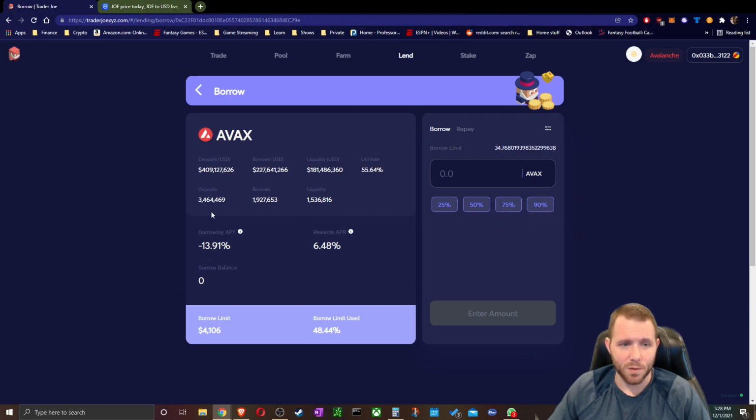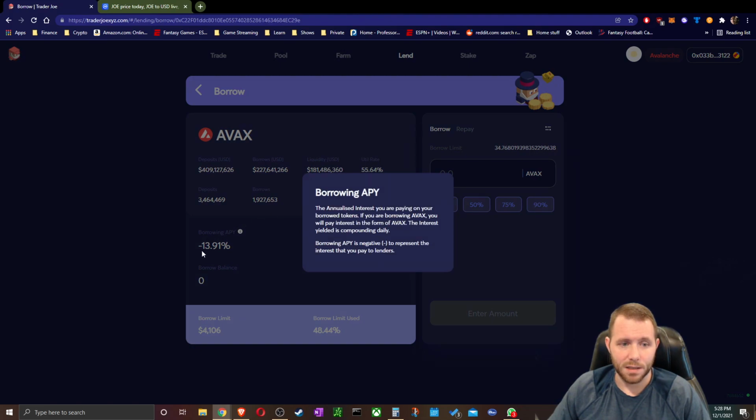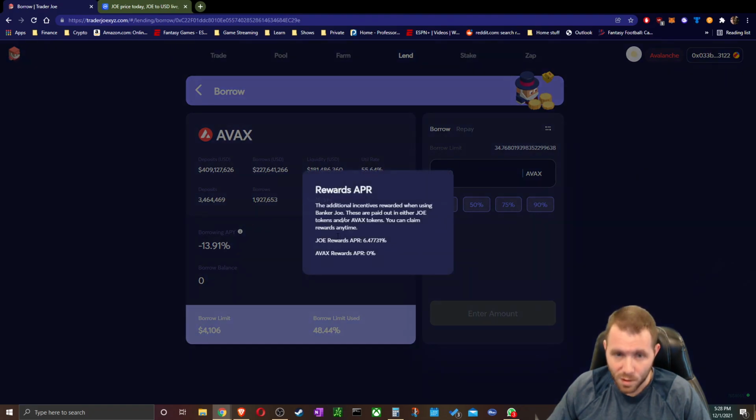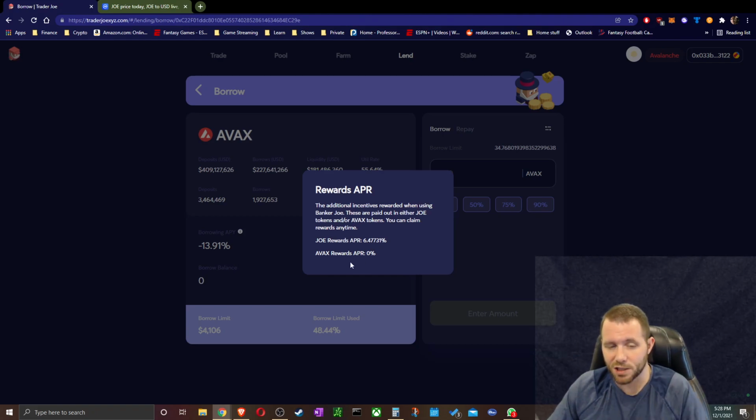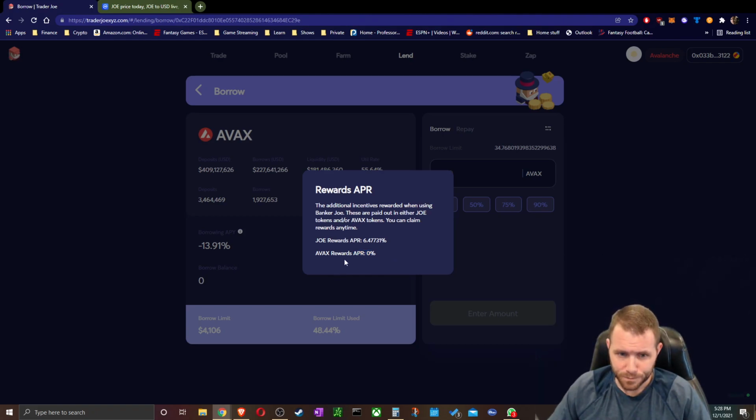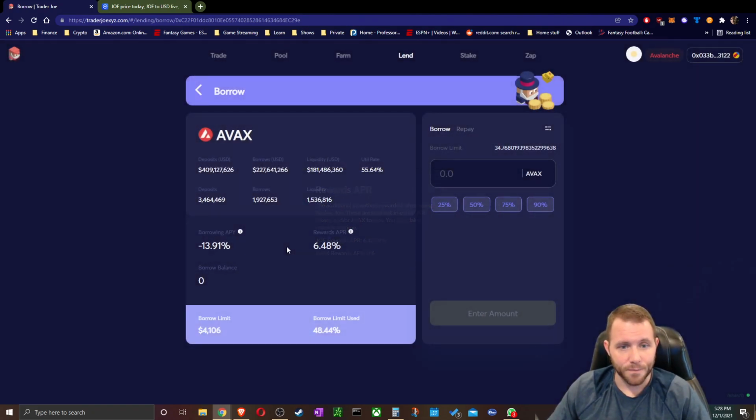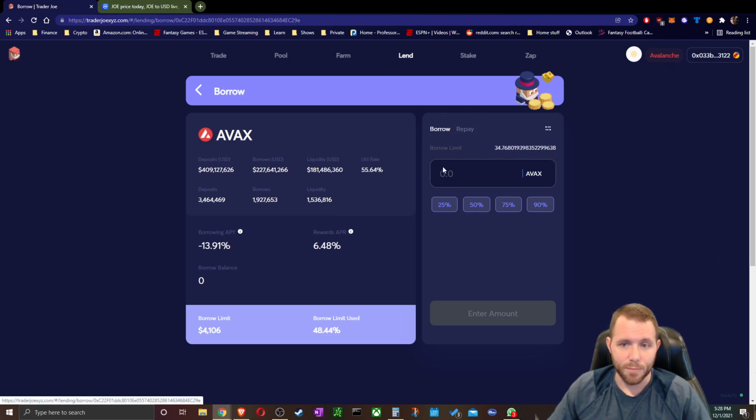So in this case, I can borrow AVAX at minus 13.9, and the interest is compounded daily, and it's in the form of AVAX. The rewards APR, you click on it to see what it is, right? There are sometimes when you could actually generate AVAX rewards, but none of these right now have it. Most of the time, you're going to get paid out in Joe, which, like I said, you can either stake it or swap it into AVAX or whatever token you really want on the network. So that's what this side is, and you can borrow and repay. Okay, so pretty simple stuff.